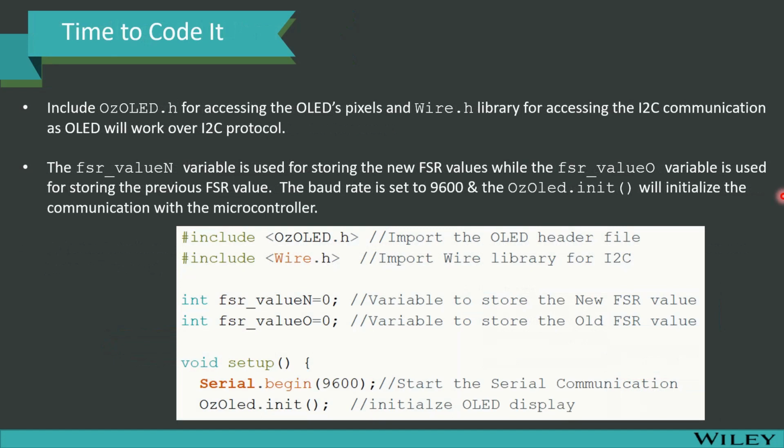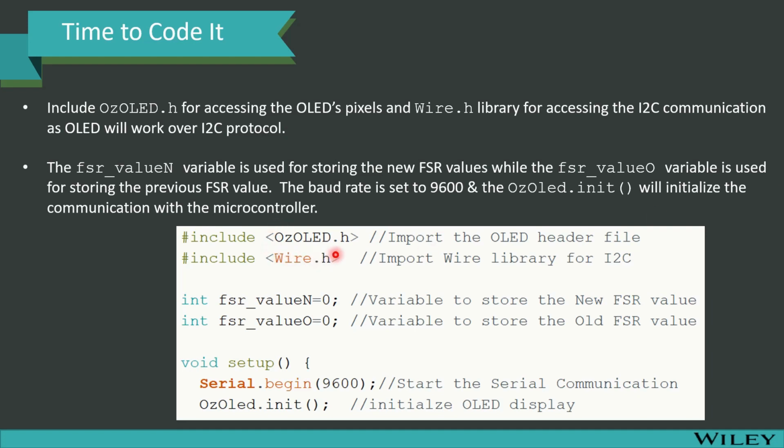Now it's time to code. Include OzOLED.h for accessing the OLED's pixels and Wire.h library for accessing I2C communication, as the OLED will work over the I2C protocol. The variable FSR_value_n is used for storing the new FSR values, and the variable FSR_value_0 is used for storing the previous FSR value. The baud rate is set to 9600 and OzOLED.init will initialize the communication with the microcontroller. The code snippet is presented in front of you with all these details.